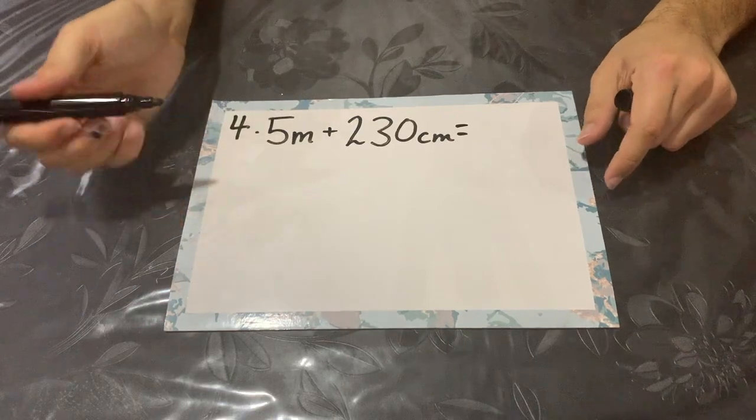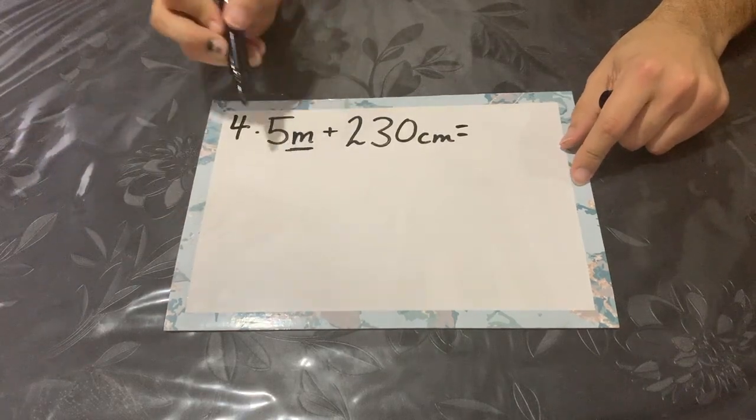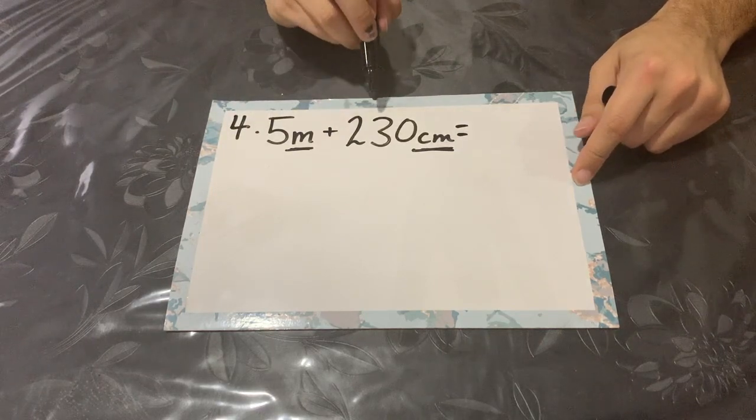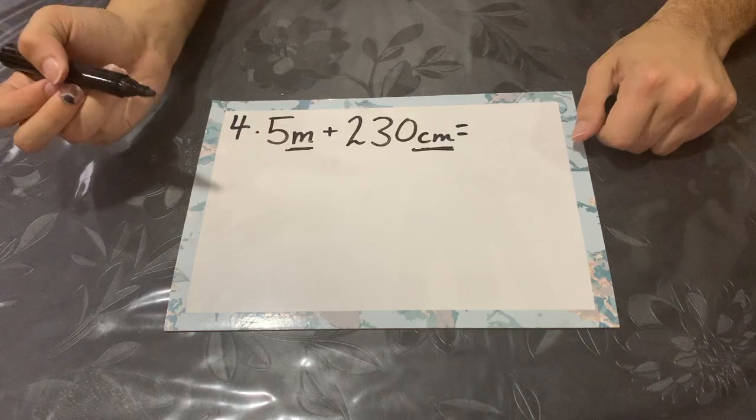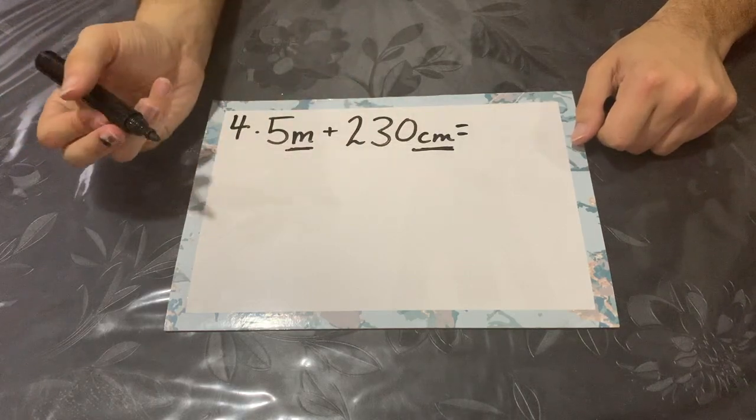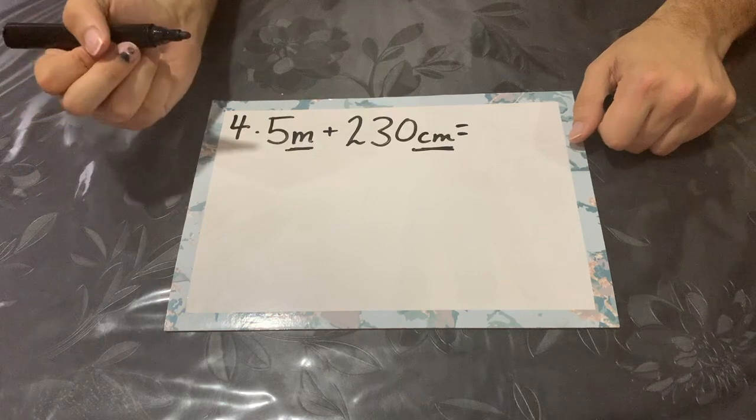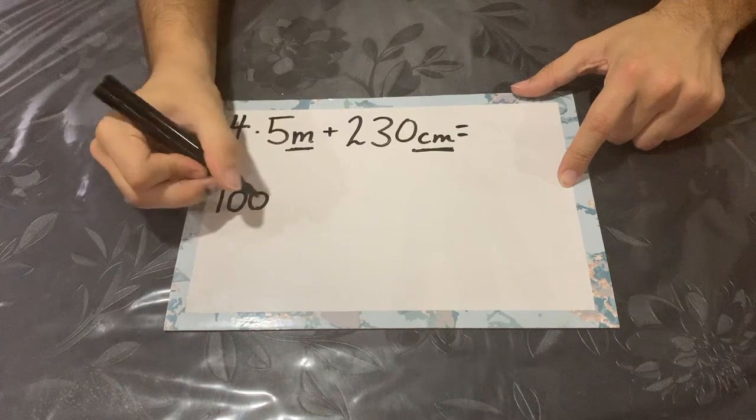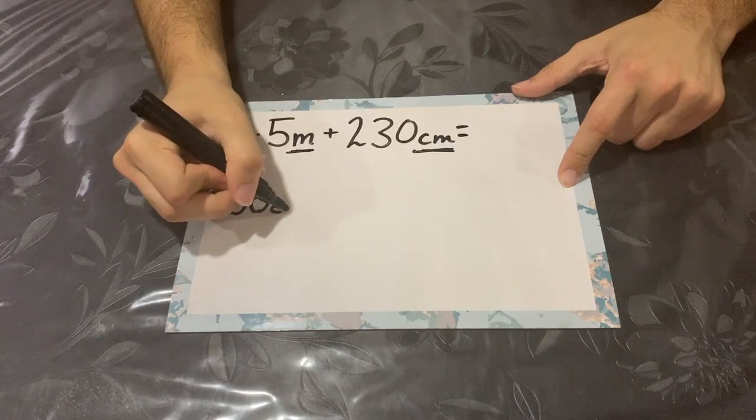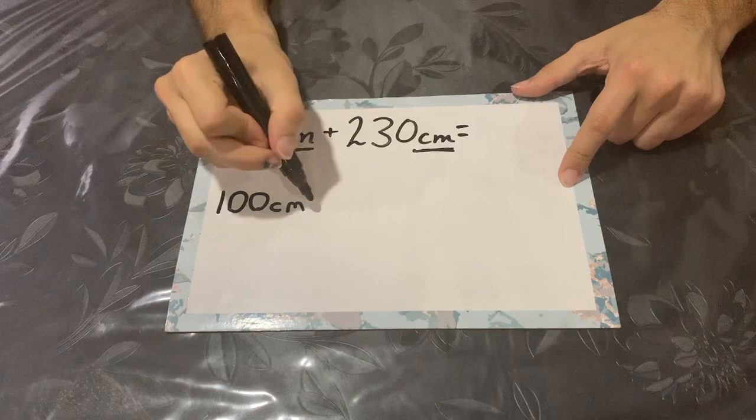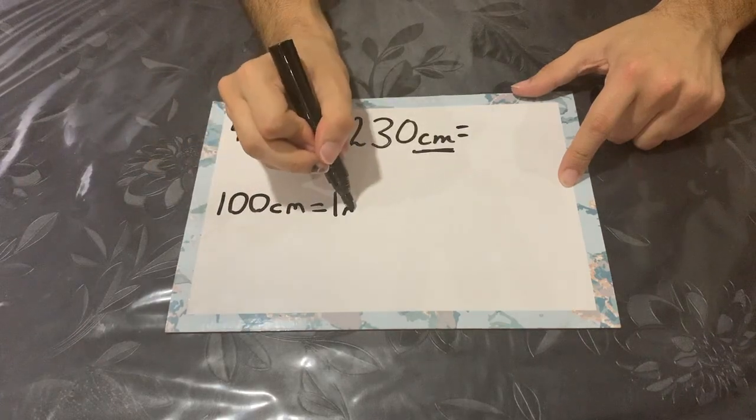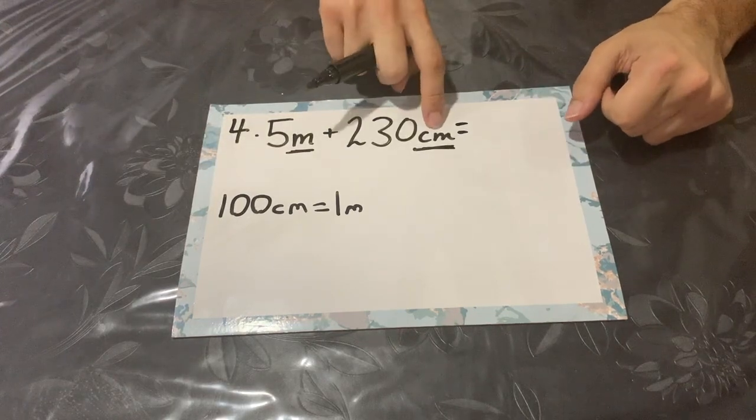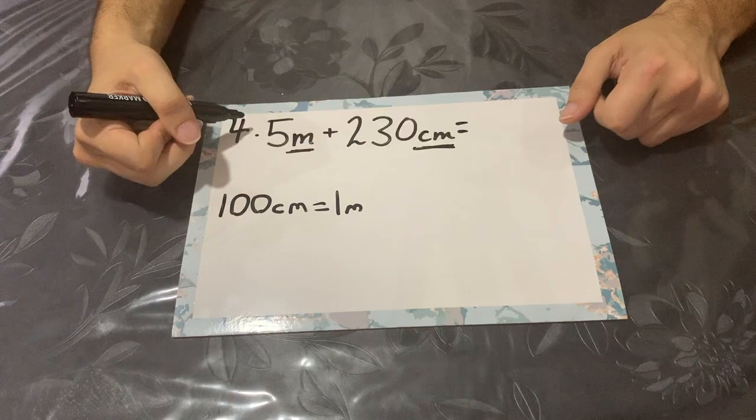Okay, now my next question has meters and centimeters. So 4.5 meters plus 230 centimeters. So I want to convert my meters to centimeters now. And to do that, I need to know how many centimeters are in a meter. So you should know that there are 100 centimeters in 1 meter, which means that if I want to convert this to centimeters, I need to times my number by 100.